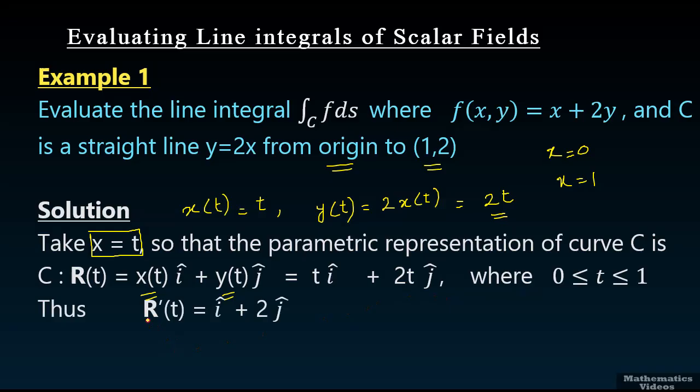Now we require r prime of t, which is the derivative of r with respect to t, and this is simply equal to i unit vector because the derivative of t with respect to t is 1, and the derivative of 2t is just equal to 2. Therefore r prime of t is equal to i unit vector plus 2 times j unit vector. Further, we need the magnitude of this r prime of t, which is the magnitude of i unit vector plus 2 times j unit vector.